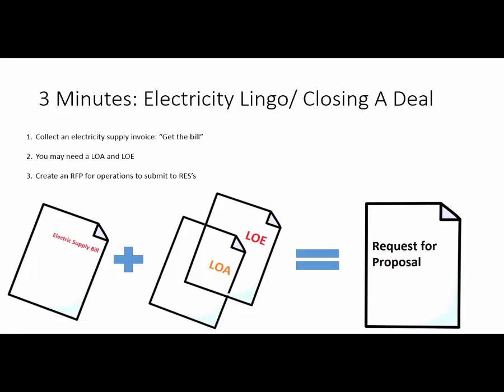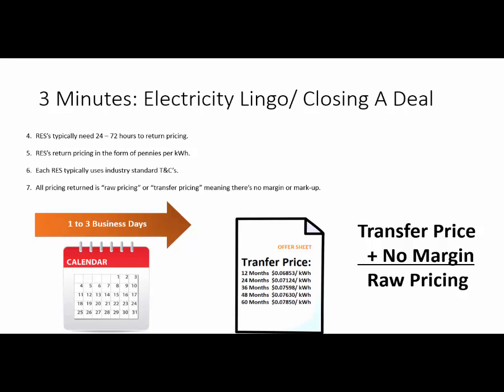Once you have the electricity supply bill, one per account number, you can move on to creating a request for proposal, or RFP. RFPs detail basic customer service and contact information, as well as the terms for pricing being requested, such as contract length and type of plan. Once the RFP is filled out, operations will submit to all RESs.